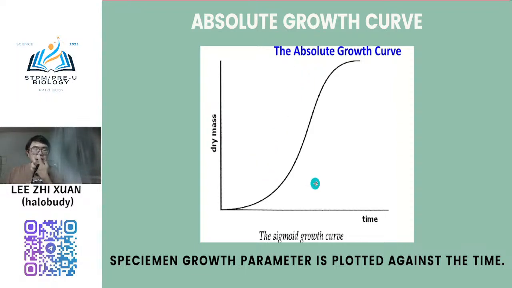Because along the time your growth will increase, because your parameter will increase, right? And then after it reaches the maximum, it will stop. So this is what we call the absolute growth curve. For this one there is no calculation, you just use any parameter. The y-axis is any parameter, and the x-axis is time.